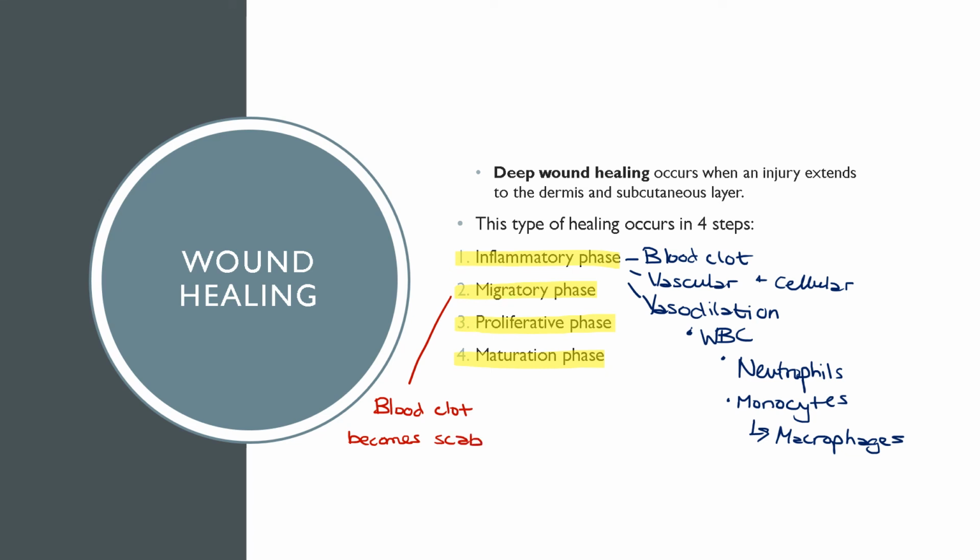And the epithelial cells beneath the scab will migrate to reach each other to kind of bridge the gap in the wound. Then the proliferative phase is characterized by really extensive growth of epithelial cells beneath that scab and also continued growth of blood vessels. So we're going to get growth of epithelial cells.